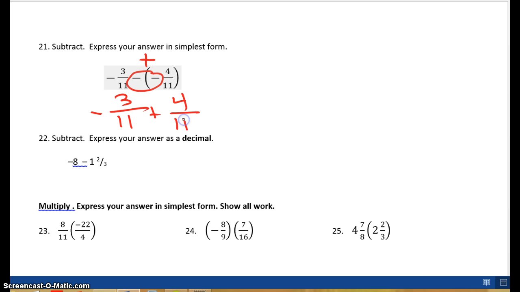Now since these are both fractions and we have the same denominator, we don't have to do anything with that. We just take care of the numerators. So negative 3 plus 4 is 1. So it's just 1/11. That's our final answer there.